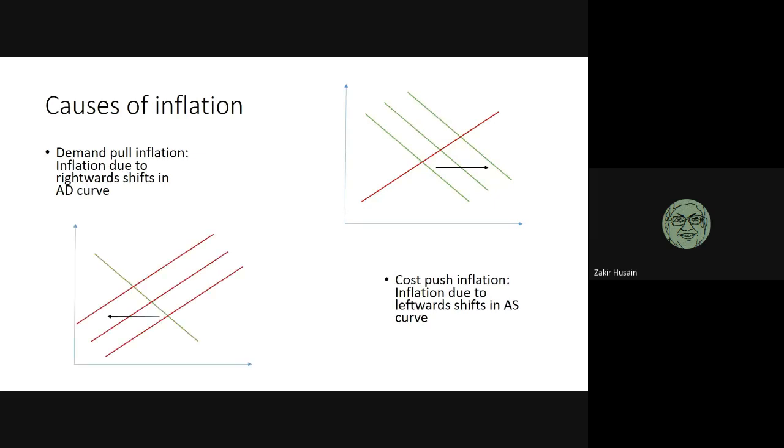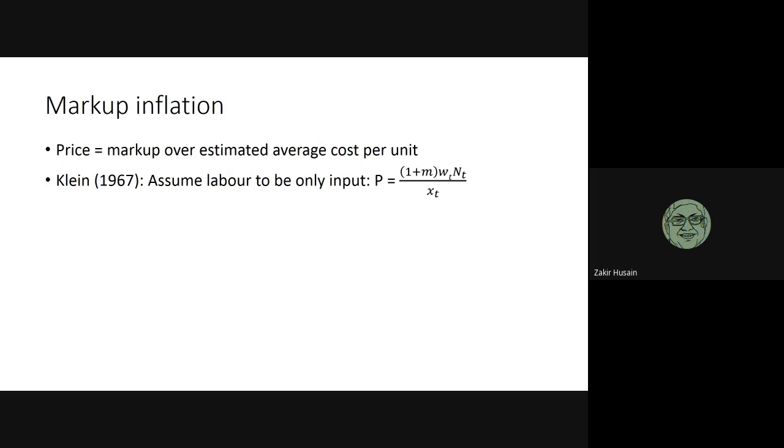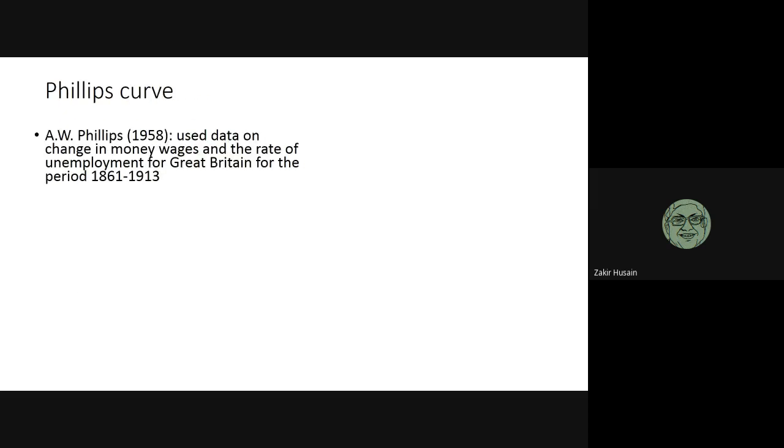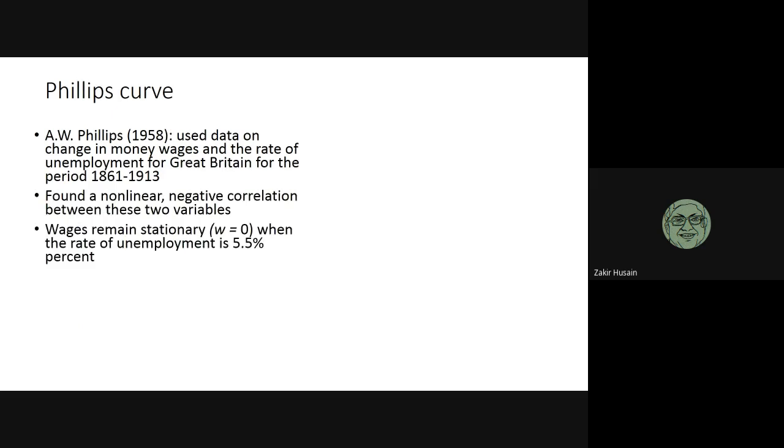I had said that there are mainly two types of inflation, cost push and demand pull. We also have markup inflation. And then I moved on to the Phillips curve. Phillips used long run data for Great Britain on money wages and the rate of unemployment, and he found that there was a negative relation between these two variables, changes in money wage and changes in rate of unemployment.